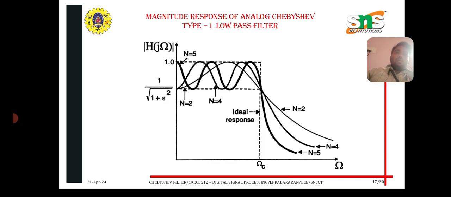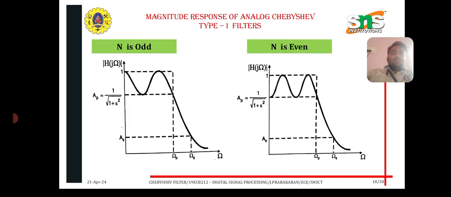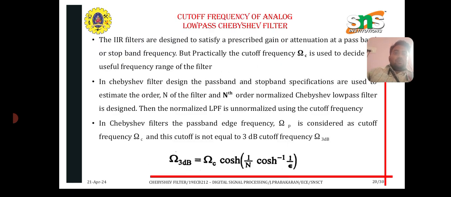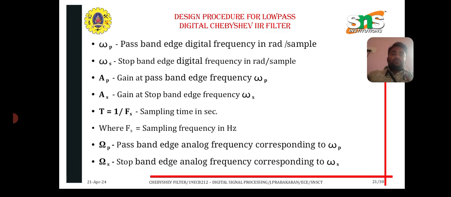This is the magnitude response, for n odd and n even, of the Chebyshev filter, both type 1 and type 2. This is the cutoff frequency omega c equal to omega p into cosh of 1 divided by n cosh inverse of 1 divided by epsilon. And omega p is the passband frequency, omega s is the stop band frequency.